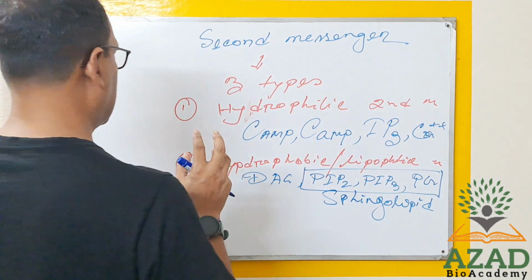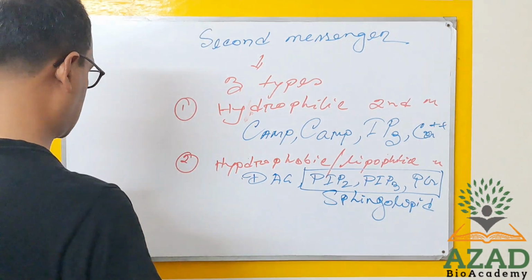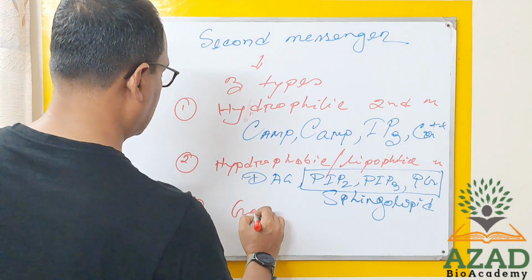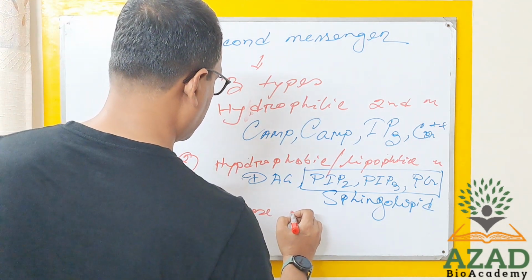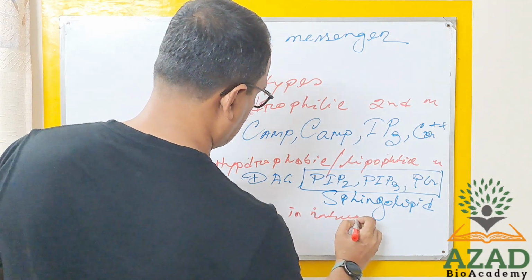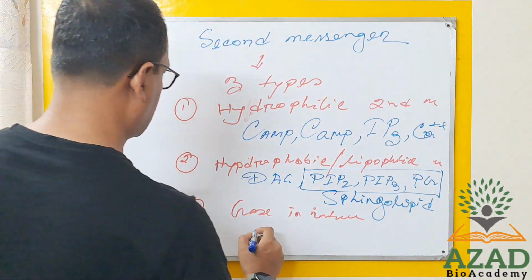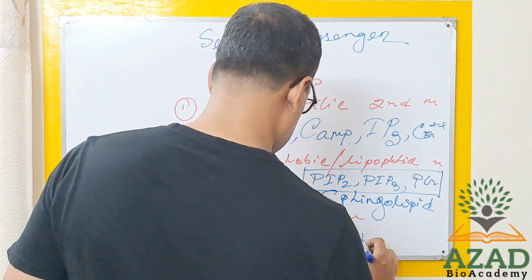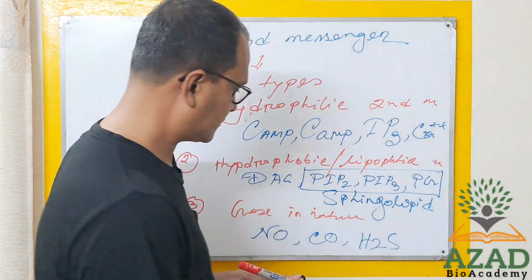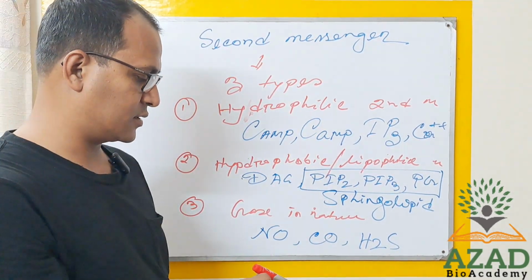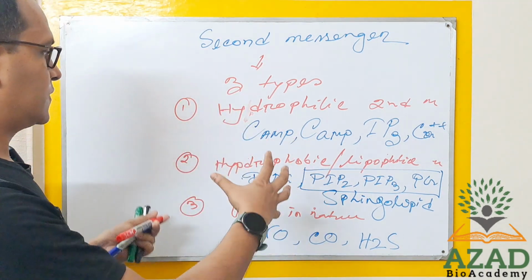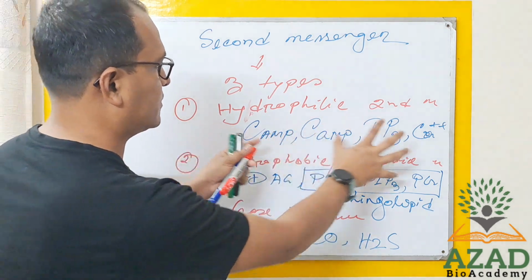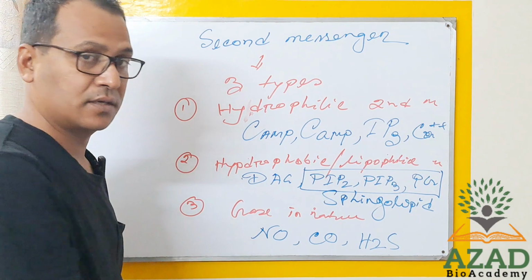And the third one is gaseous in nature: gases. These are nitric oxide, carbon monoxide, and hydrogen sulfide. These are the second messengers. Before going to the details, I am just trying to introduce you to some second messengers.